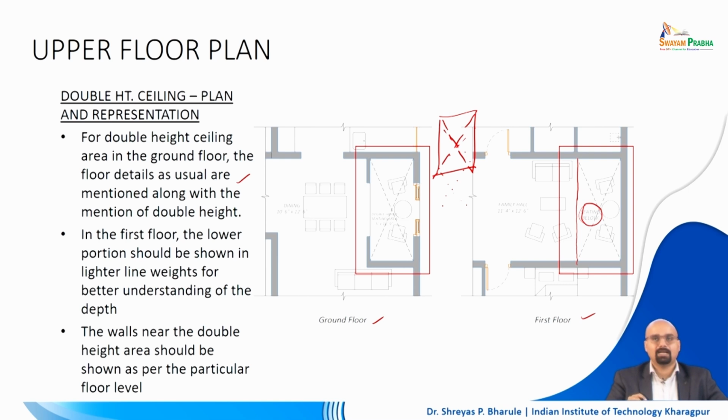So, to understand that some level is at the lower level, and some of the furniture that is shown is on the upper floor level plan, that is to be clearly mentioned, right.